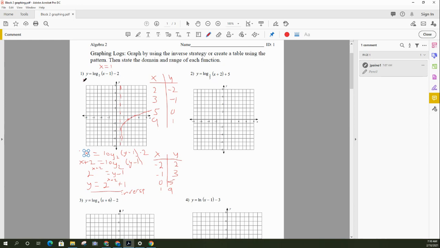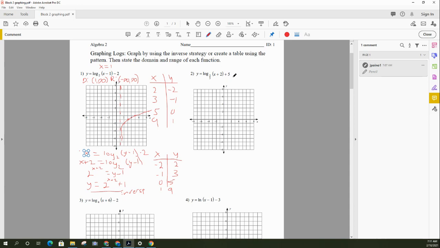And so my domain is going to be all real numbers greater than the vertical asymptote, so 1 to infinity. And my range for all log functions will be all real numbers. If we're doing left end behavior and right end behavior, there is no left end behavior. So we would ask how this graph is behaving when x approaches the vertical asymptote. That's not asked in here, but we talked about that in our class today.